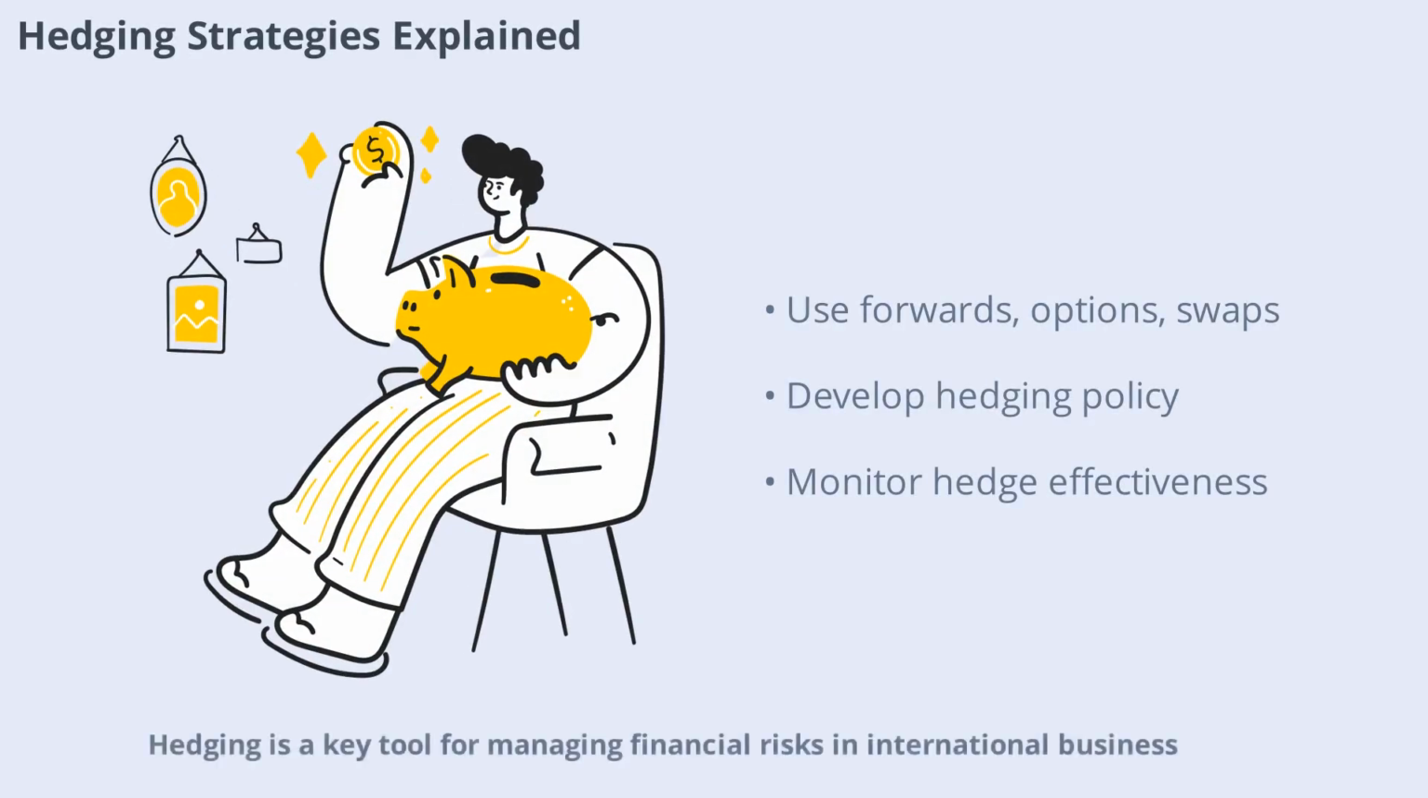Hedging is a key tool for managing financial risks in international business. Companies use various instruments, such as forwards, options, and swaps, to protect against adverse movements in currencies, interest rates, or commodity prices. Developing a comprehensive hedging policy and working with experienced financial advisors can help businesses choose the right strategies for their needs. Regularly monitoring hedge effectiveness ensures that risk management goals are being met.